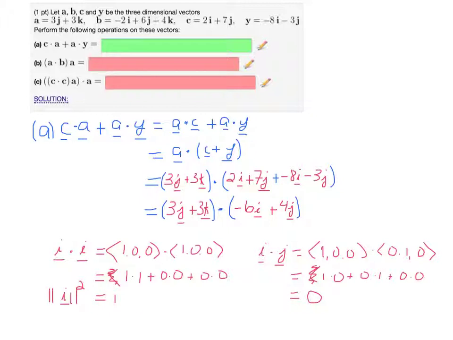So the only thing that's going to survive here is the 3j and the 4j when we multiply. So if you were to FOIL that out, you'd have a j times i and a k times j. Those are zeros. And then you'd have a k times i, that's a 0. The only thing that's left is the 3j times the 4j. And so I just multiply the 3 times the 4, and I get a 12. And then j times j, of course, is 1. So my dot product is a scalar, and it is 12.